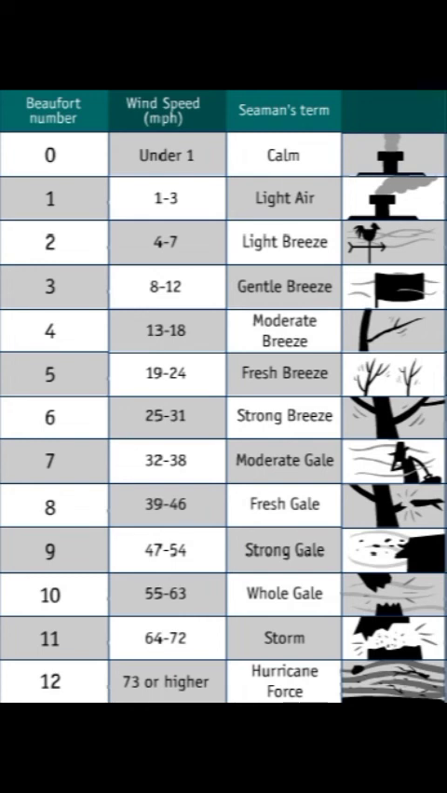And lastly, the number 12, the strongest wind speed, is 73 or higher miles per hour. It is a hurricane force. It is violent destruction to anything in its path. It becomes more destructive if it falls into your house.